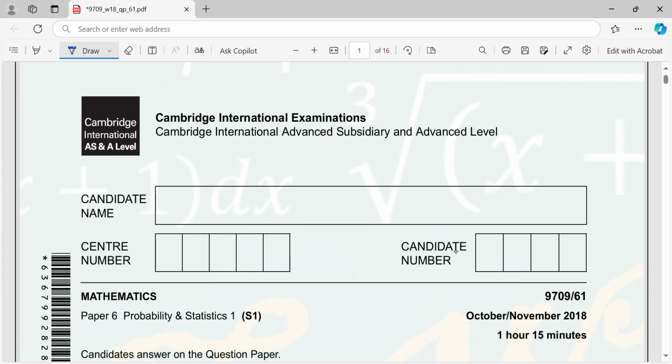This video is to discuss Cambridge International AS and A-Level Mathematics Paper 6, which is the Probability and Statistics 1 for October-November 2018, and the code is 9709/61. So let's move on to question number 1.